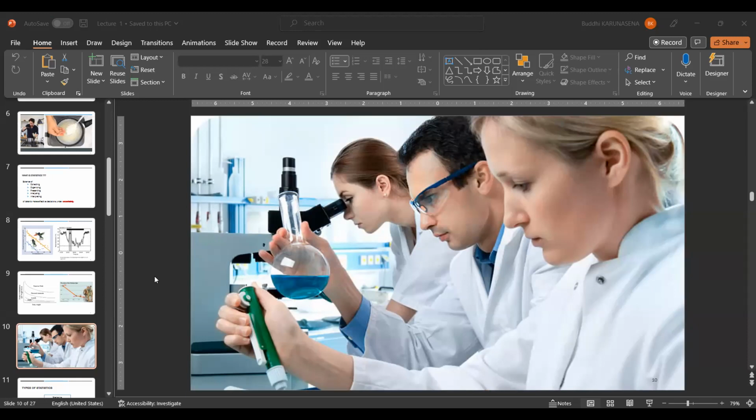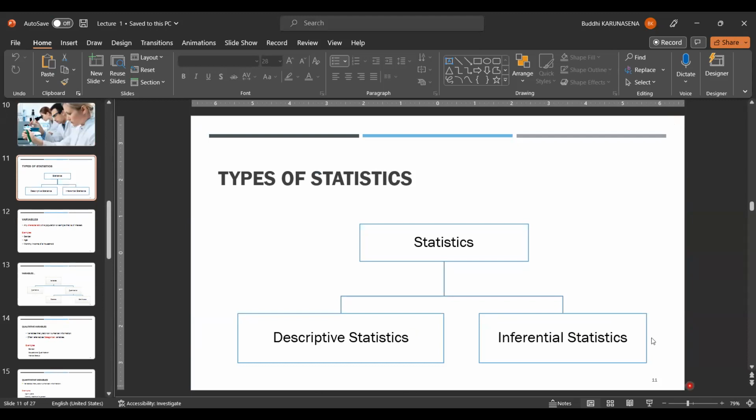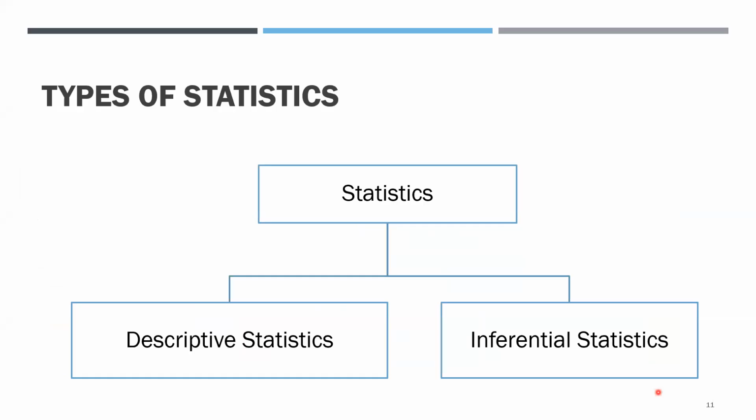Now we are going to discuss the branches of statistics, right? So basically in statistics, there are two branches. One is descriptive statistics and the other one is inferential statistics, right? When we are doing any research, you have to deal with both descriptive statistics as well as inferential statistics.